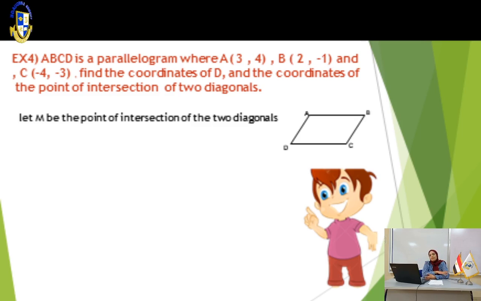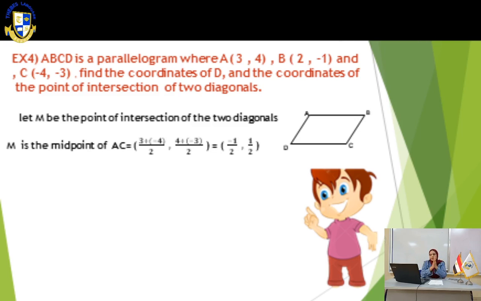As we see, we have here a parallelogram ABCD. Let M be the point of intersection of the two diagonals. So to calculate the midpoint, we will use the rule we studied before: the sum of the x coordinates over 2 and the sum of the y coordinates over 2. It will be 3 plus negative 4 over 2, which is negative half, and 4 plus negative 3 over 2, which is half.